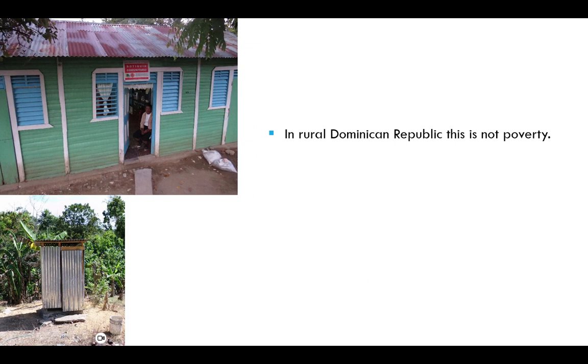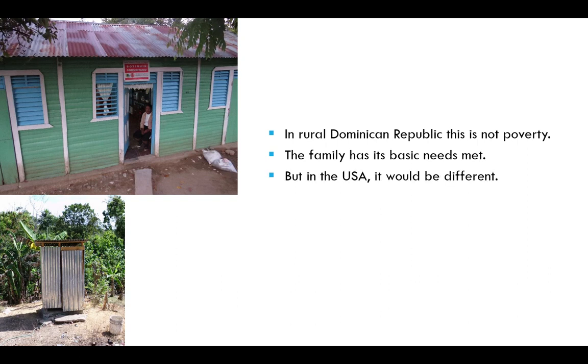So in rural Dominican Republic, this is not poverty. This is a cute house. It's well maintained. It's got a nice floor. It has furniture. It had a refrigerator. The family has its basic needs met, and it probably is on par with the average standard of living in the Dominican Republic, or at least in these rural areas.